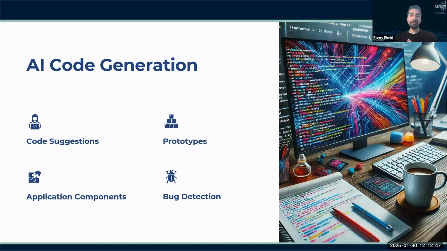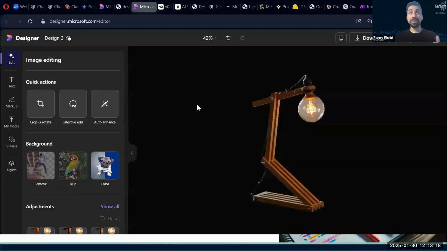The next thing is AI code generation. Developing software often involves repetitive coding tasks and steep learning curves. AI can now assist by suggesting or even writing entire code snippets, prototypes, or even application components by itself. This speeds up development cycles, reduces errors, and empowers those with limited coding experience to bring their ideas to life more rapidly.